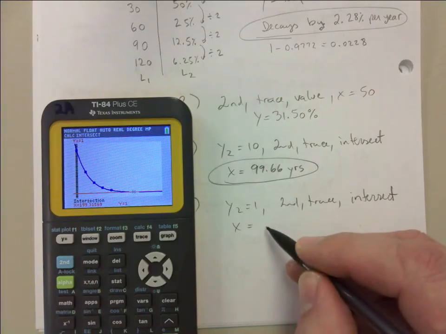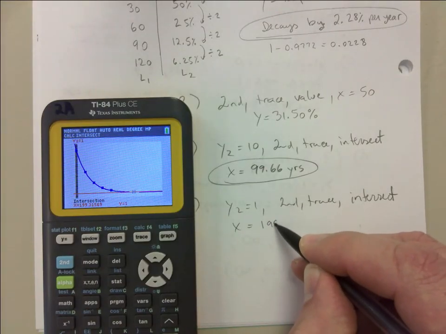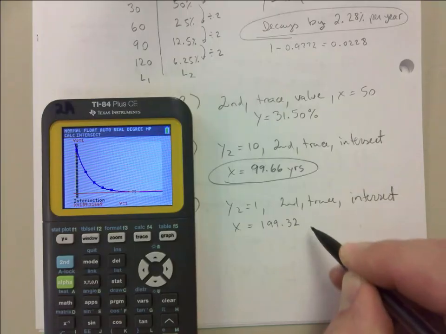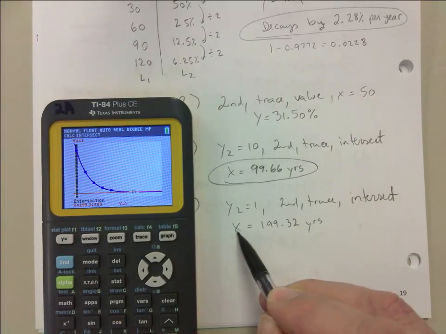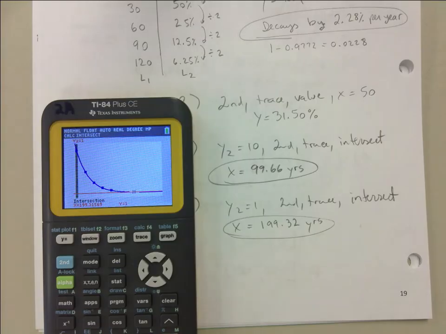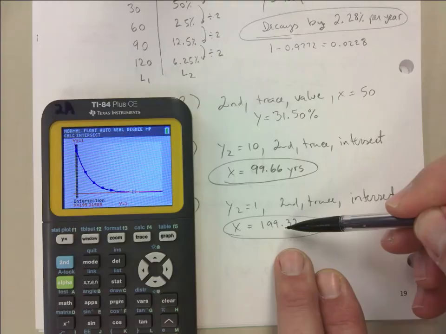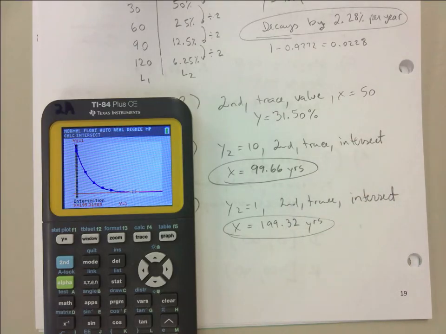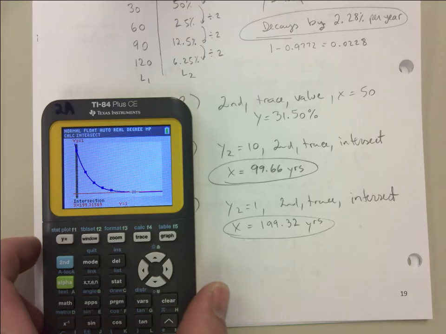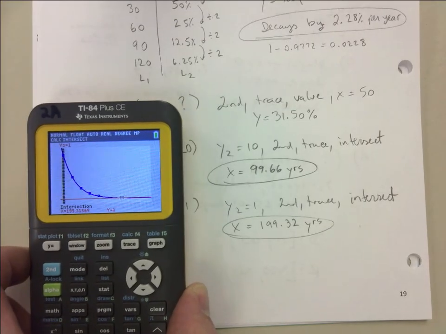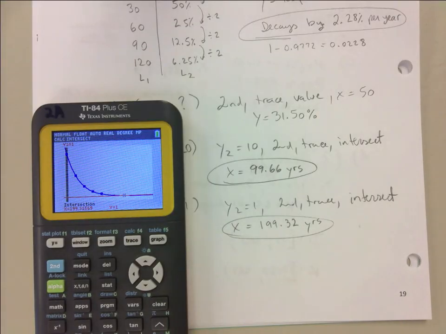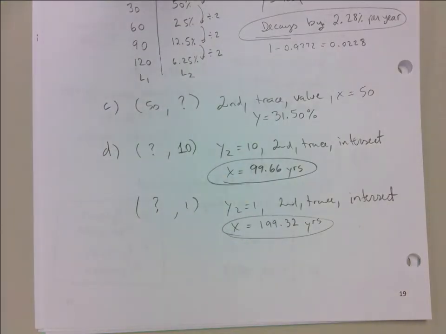So it's 199.32 years. So to go from 10% remaining to 1%, it's going to take you almost another 100. It's going to take you another 100 years. Right? So to completely eliminate it takes a very, very long time. Okay. We're good? Okay.